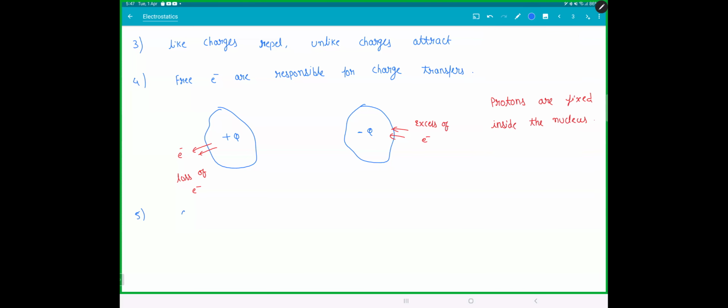The last thing, the charge is independent of velocity. So if you take a particle and move it really fast, mass actually gets messed up. If you look at mass, we have something called m naught by root over 1 minus v square by c square. This m naught is your rest mass.